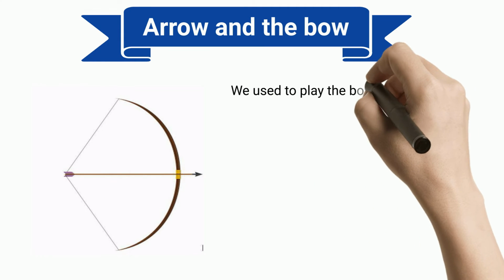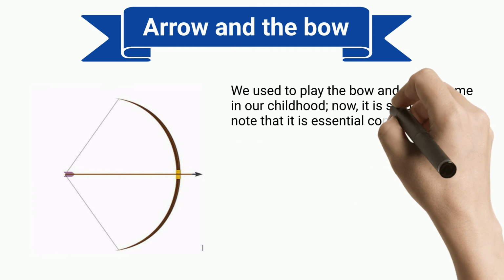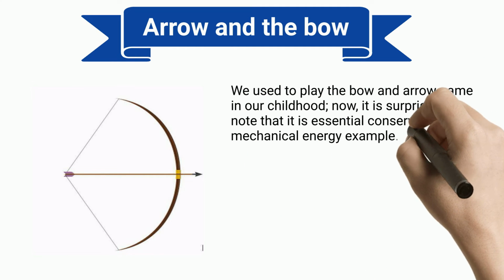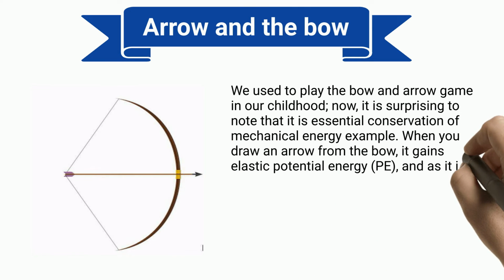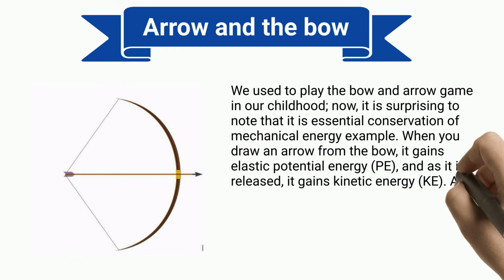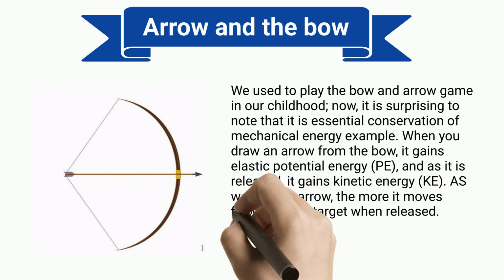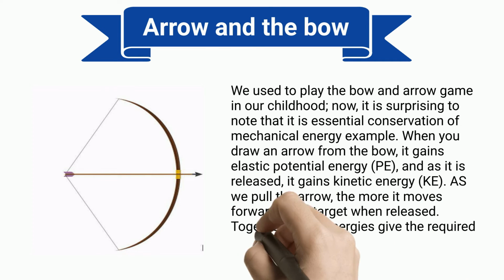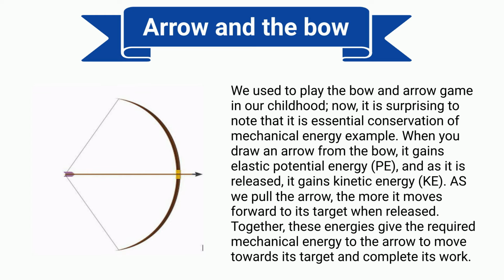Arrow and the bow. We used to play the bow and arrow game in our childhood. Now, it is surprising to note that it is essentially a conservation of mechanical energy example. When you draw an arrow from the bow, it gains elastic potential energy PE, and as it is released, it gains kinetic energy KE. The more we pull the arrow, the further it moves forward to its target when released. Together, these energies give the required mechanical energy to the arrow to move towards its target and complete its work.